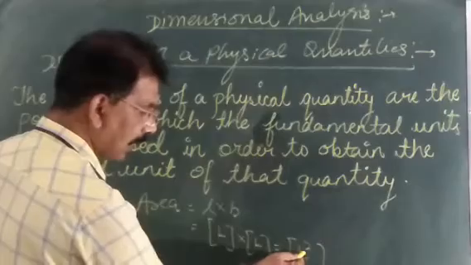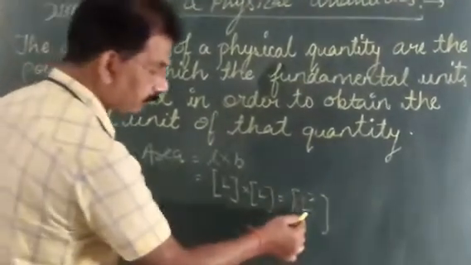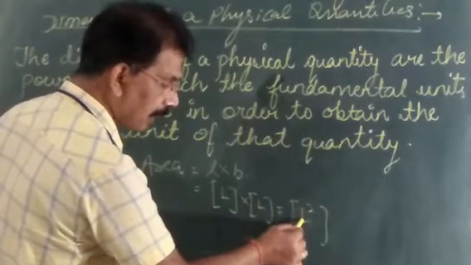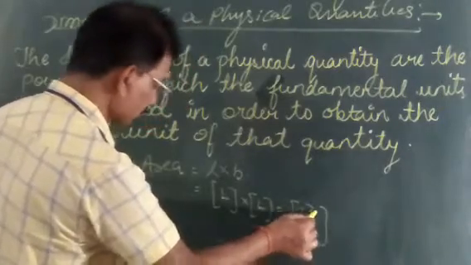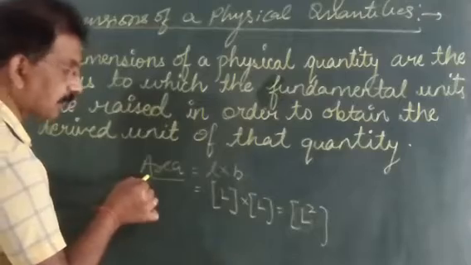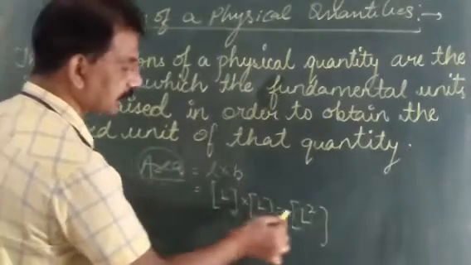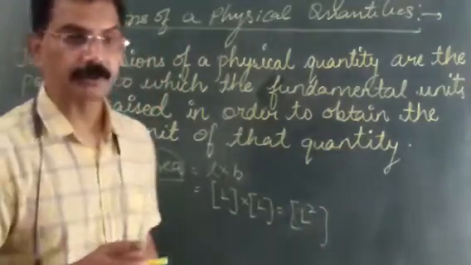So L, length, is a fundamental unit. And what is the power raised on this fundamental unit? 2. So when you raise the power 2 on this fundamental unit of length, then you will get a derived unit, what here? Area. It means the dimension of this area is taken as L to the power 2. And dear student, remember this.